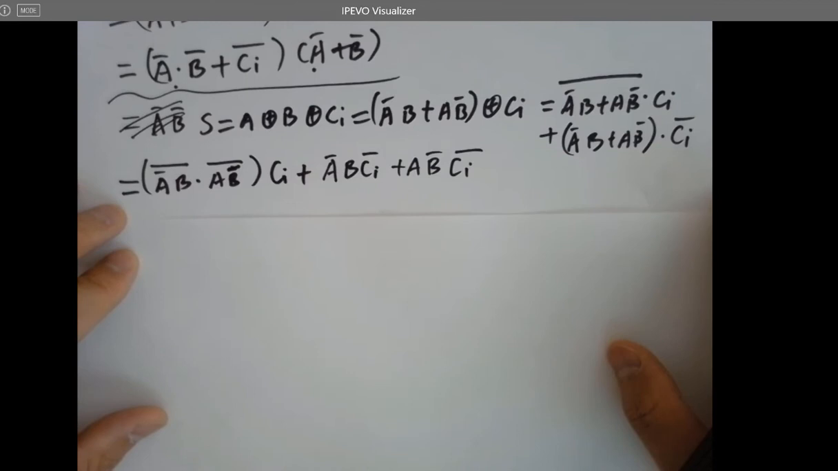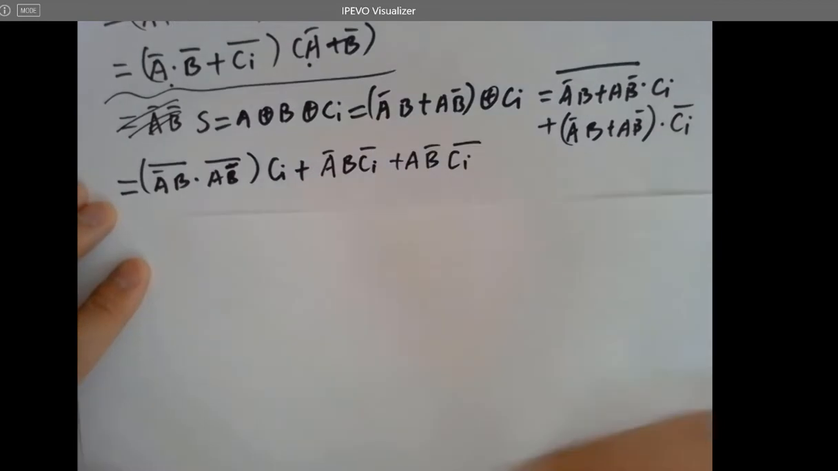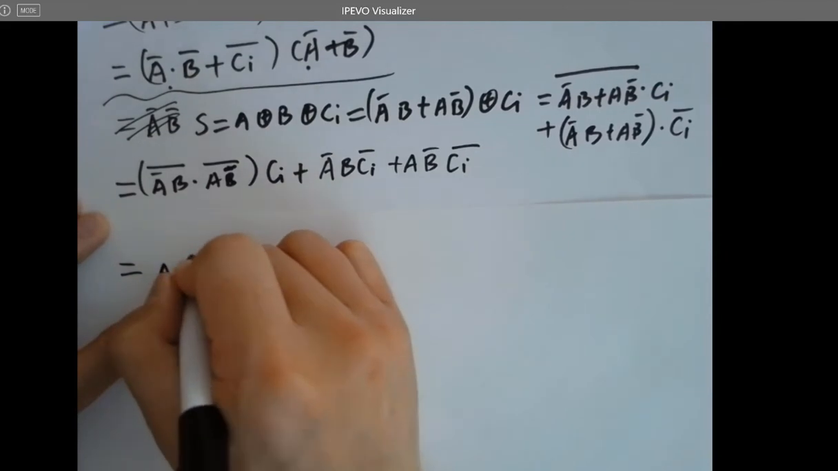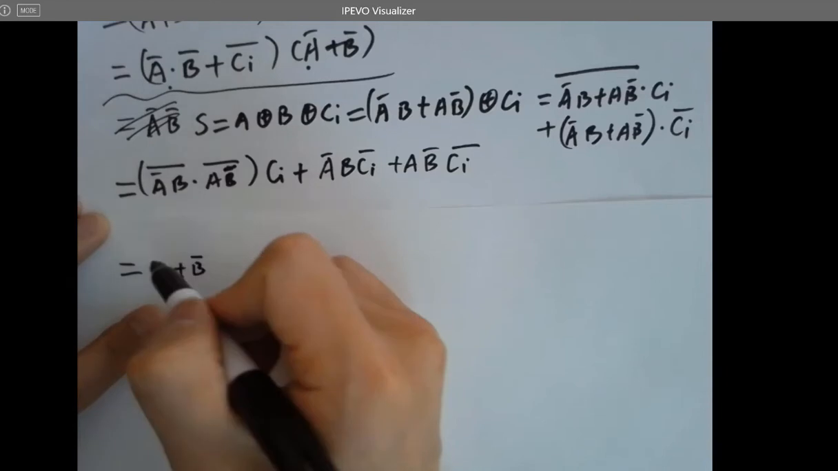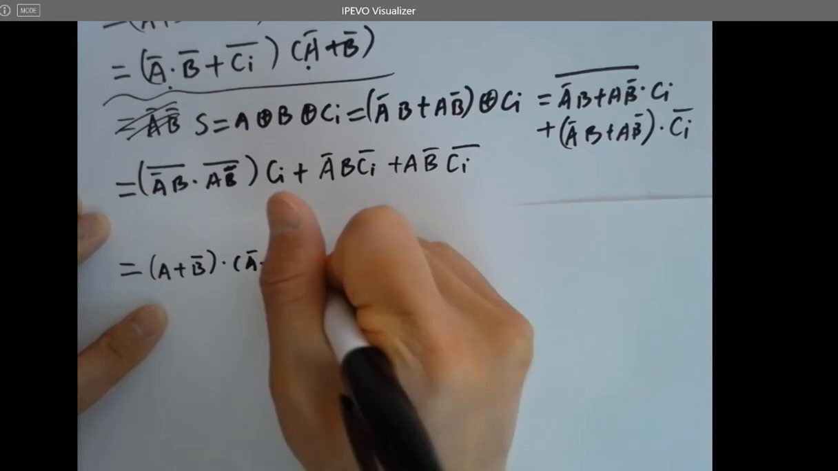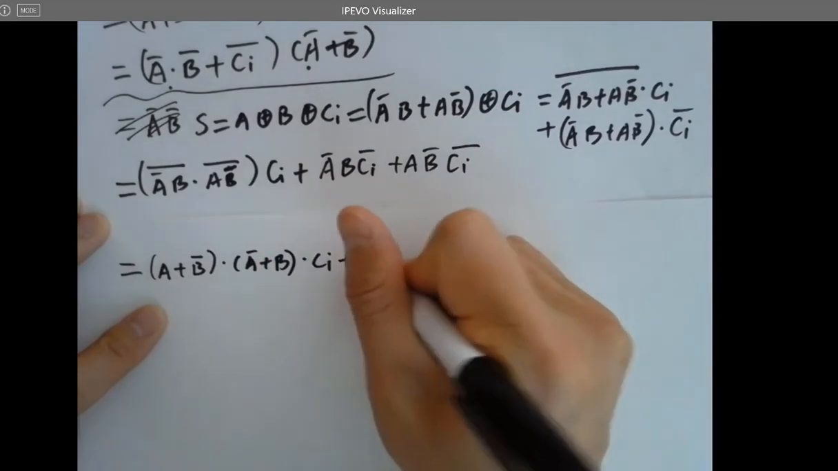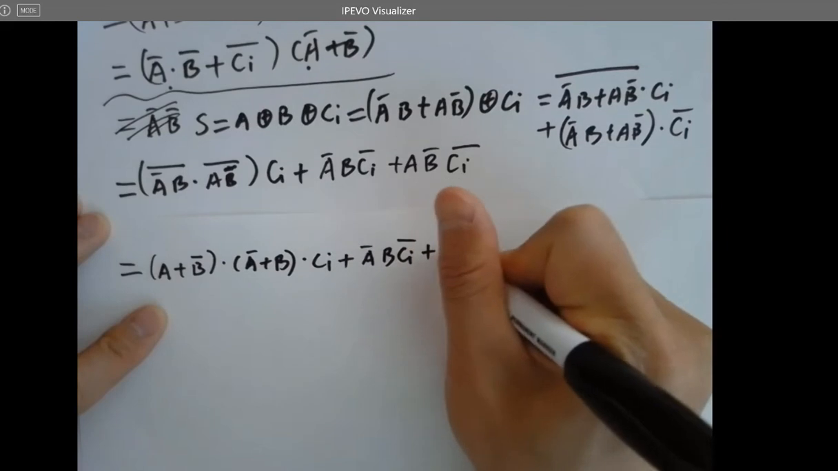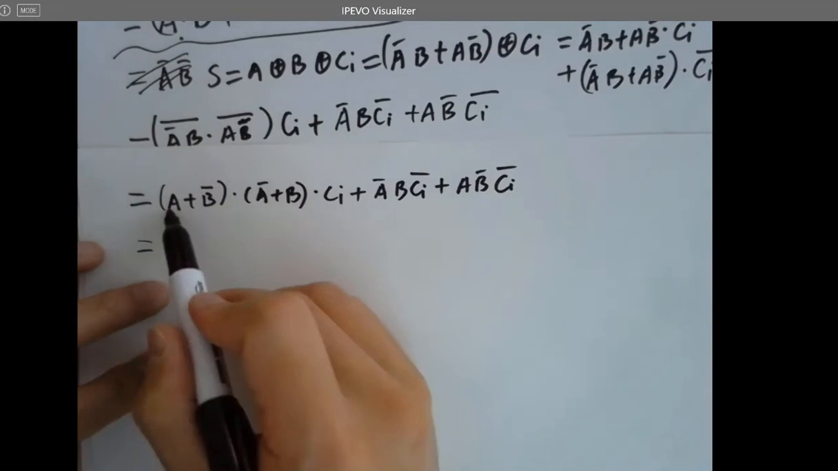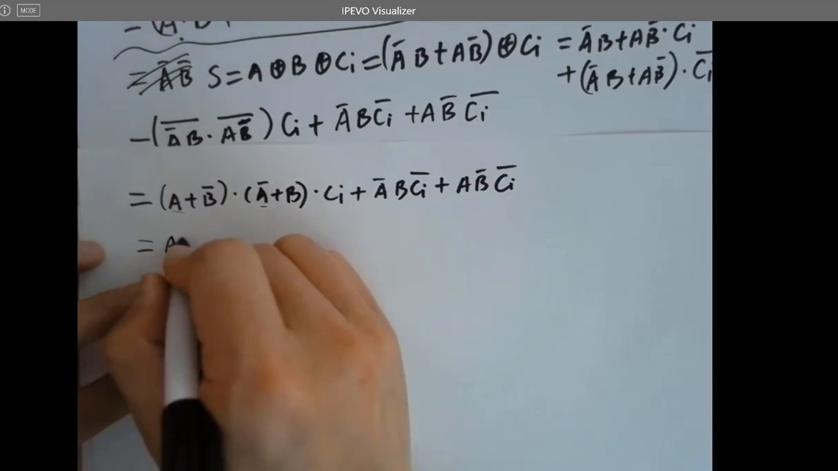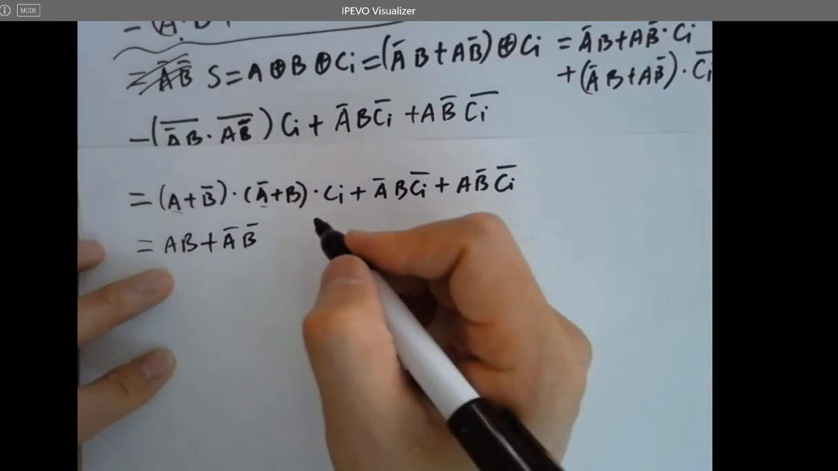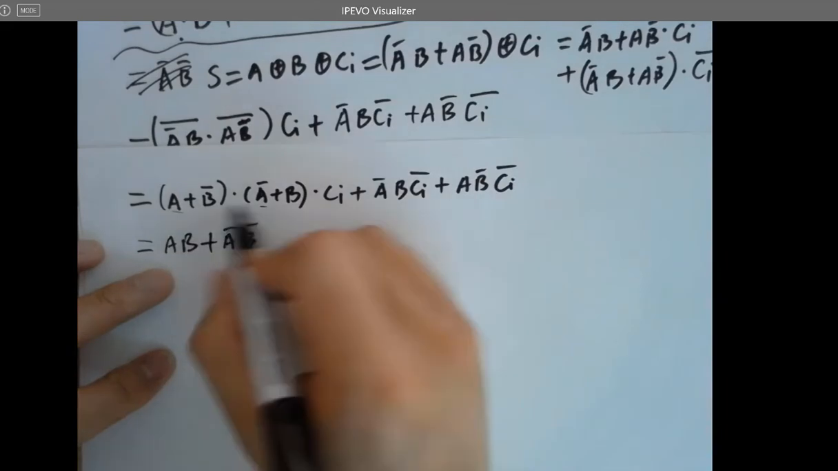All right. A or B, not. Split the bar, change the sign. Zero, AB, or A not B not. B not B is 0.